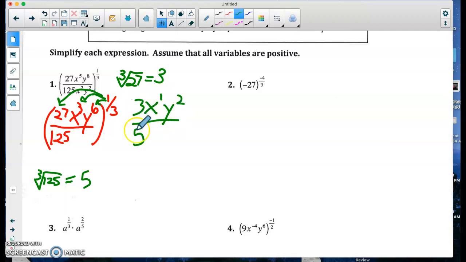We double check that I can't cancel anything out. We don't have any negative powers. So this right here is our answer. So whenever we have problems like this, I'd recommend simplifying first and then distributing.